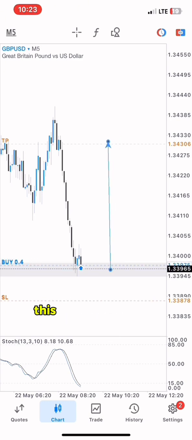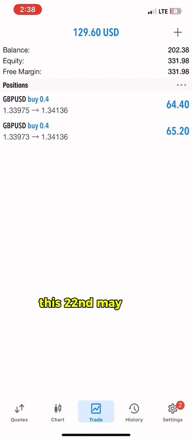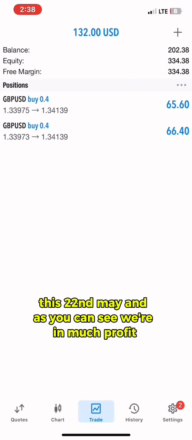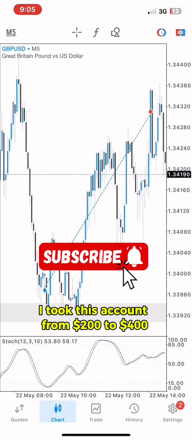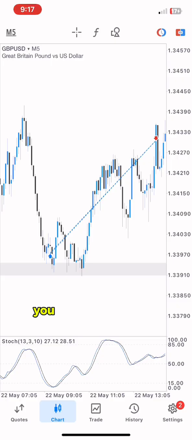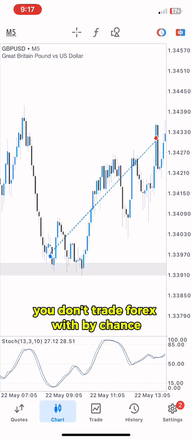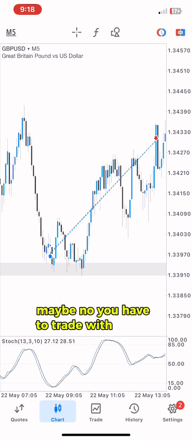Okay guys, this is the profitable trade I took earlier this week. This is 22nd May. And as you can see, we're in much profit. I took this account from $200 to $400. I made an extra $200 with a single trade, guys. This is how you trade Forex. You don't trade Forex by chance. If I'm trading by chance, I'm like, maybe. No, you have to trade with logic.